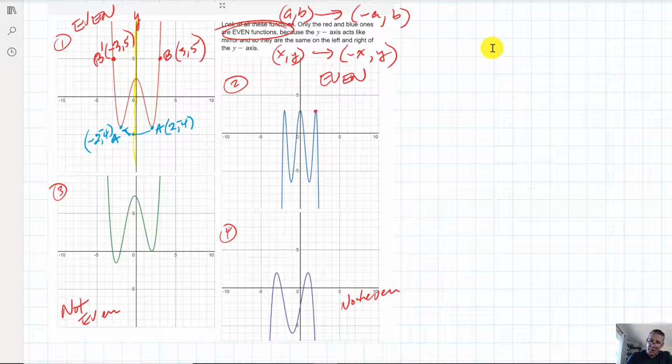The same thing here. Let's take this point. Let's call it C. Now this one looks like it's right 2, up 3. So C is (2, 3).